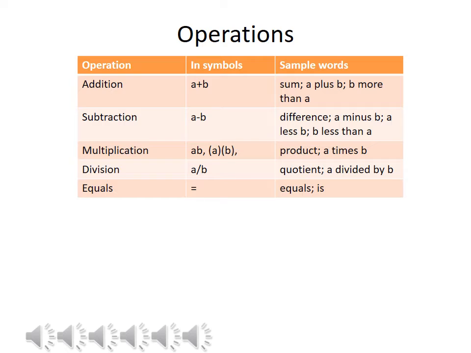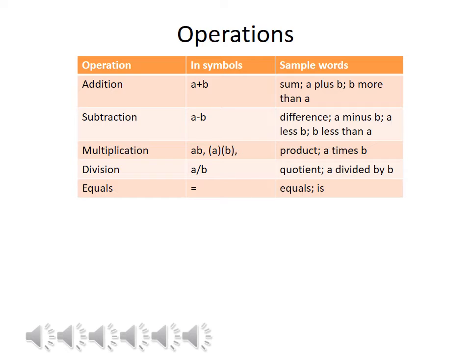B less than A. Note that those last two examples, A less B and B less than A, are very similar. It just depends on how things are worded. If you have 5 less 2, that means 5 subtract 2. But if you have 5 less than 2, that means you subtract 5 from 2.